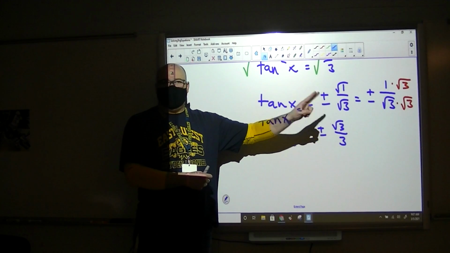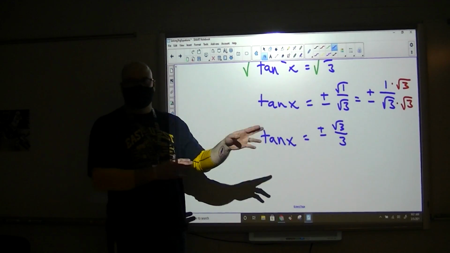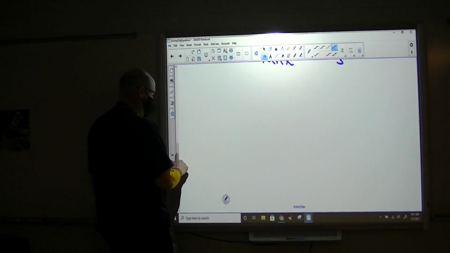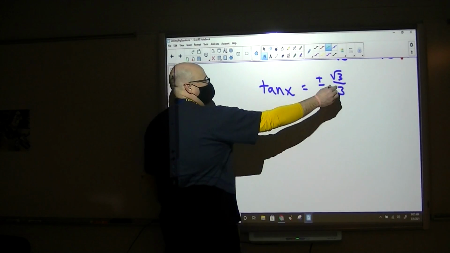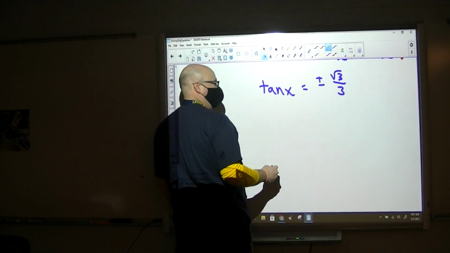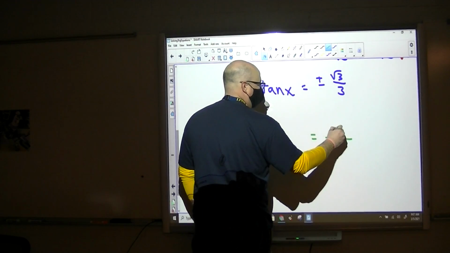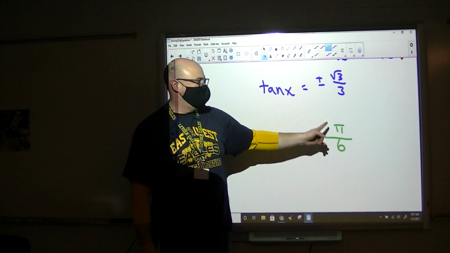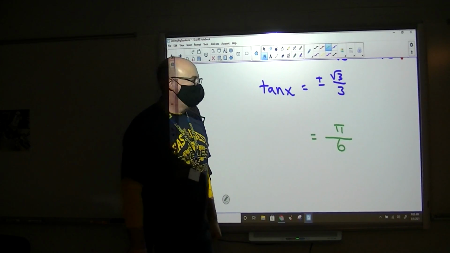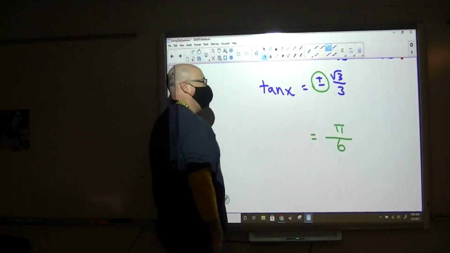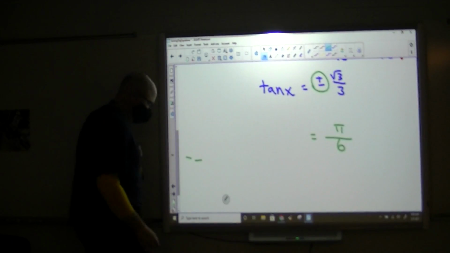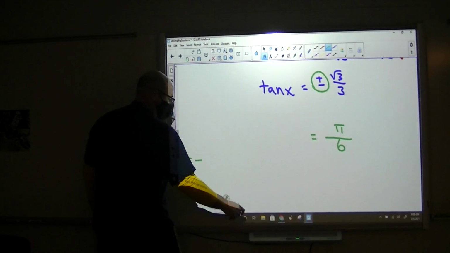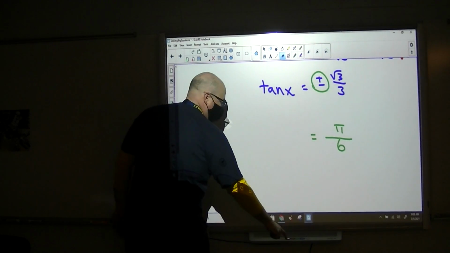Well, radical 3 over 3, that's 2 3's. And we talked about this in a lesson yesterday. Where if there are 2 3's in this tangent ratio, we're talking about angles that are pi over 6. Every time you get radical 3 over 3 for your tangent, you're talking about pi over 6 angles. Okay? And because we have both positive and negative solutions, because we have both positive and negative values here, we don't have to worry about which quadrant to go in.